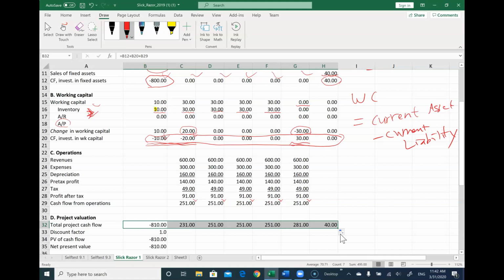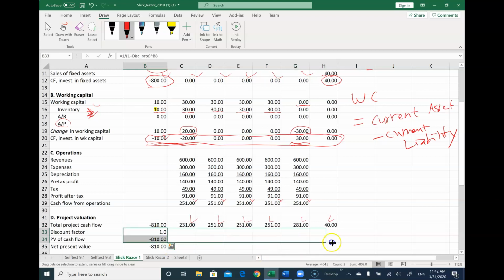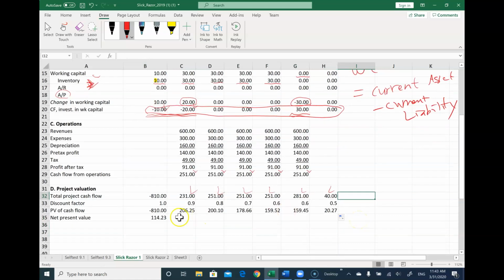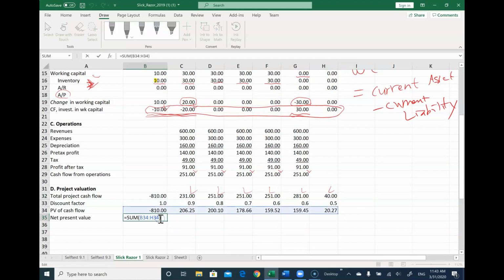So initially the company will spend $810 million, and then from year 1 to 6, these are the cash flows that will be generated by that investment project. Okay, then we can calculate the discount factor and the present value of each of these. Okay, and we can calculate the net present value, right?